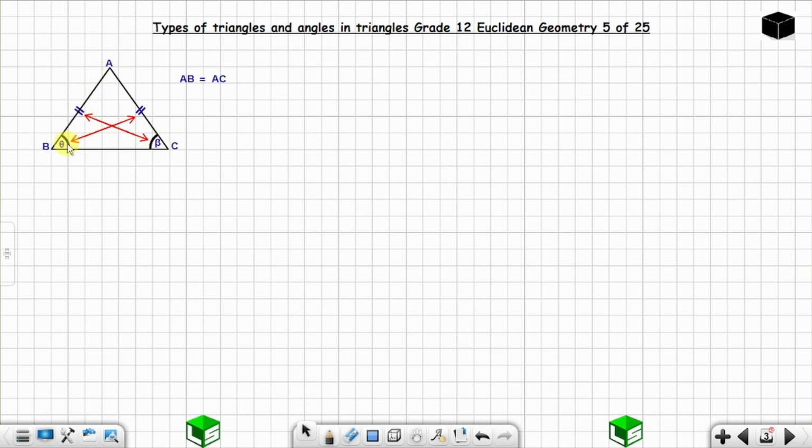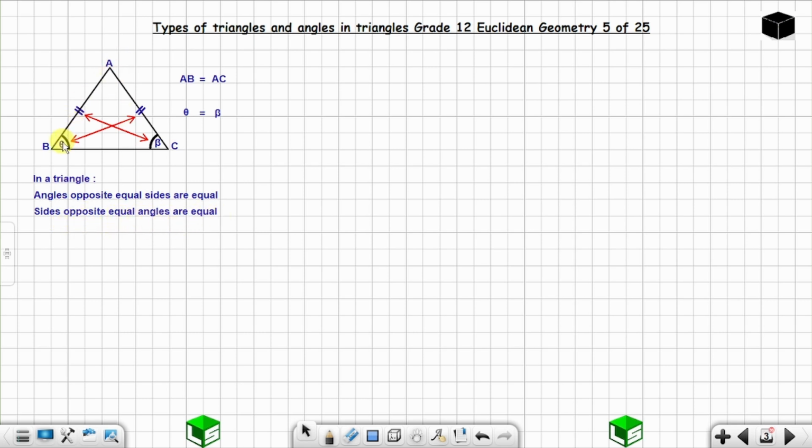So because the two angles are opposite equal sides, they are going to be equal to each other. They are known as base angles. Base angles are angles that are opposite equal sides. So theta is equal to beta. So in a triangle, angles opposite equal sides are equal. Angles opposite equal sides are also equal. Or you can say sides opposite equal angles are equal.